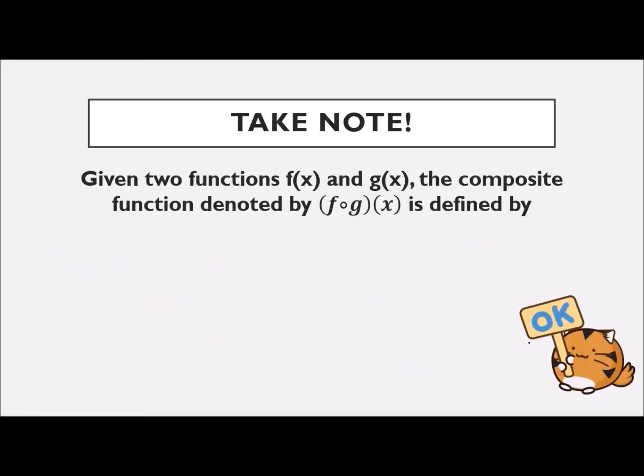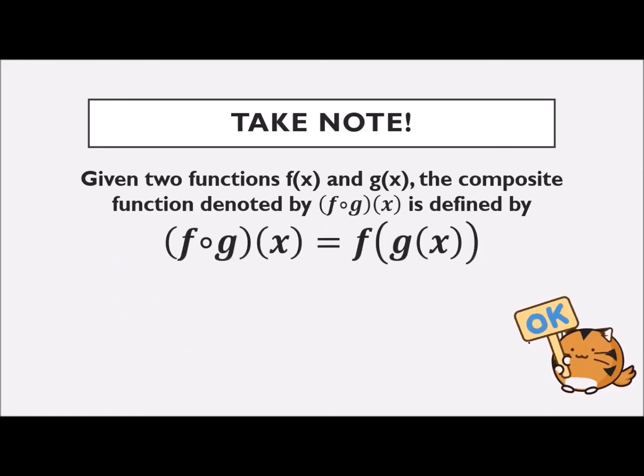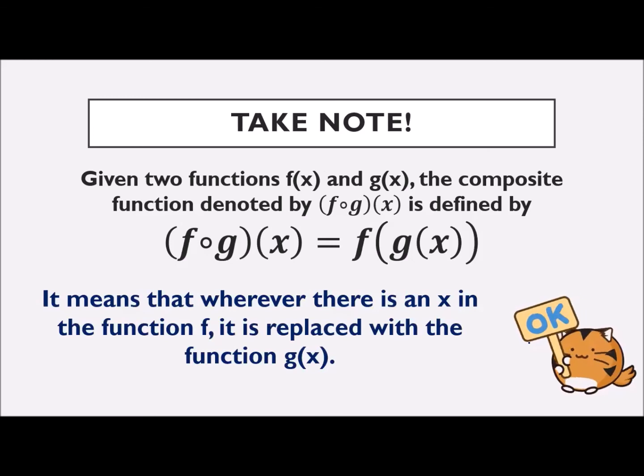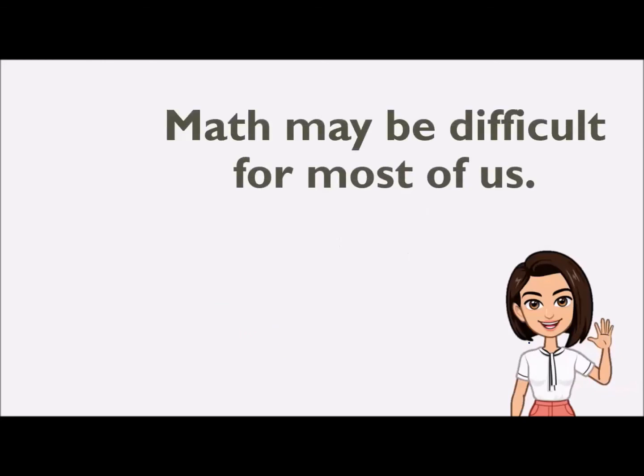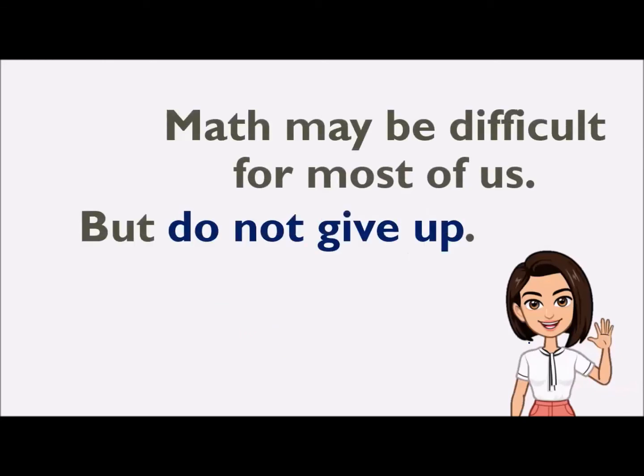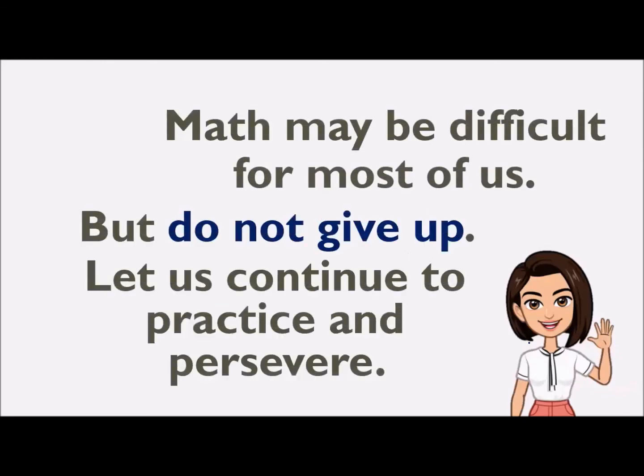Given two functions f of x and g of x, how to get the composite function? It only means that we're going to replace the function g of x in f of x. So, ulit, from right, going to the left. Practice lang po. Math may be difficult for most of us, but do not give up. Let us continue to practice and persevere.